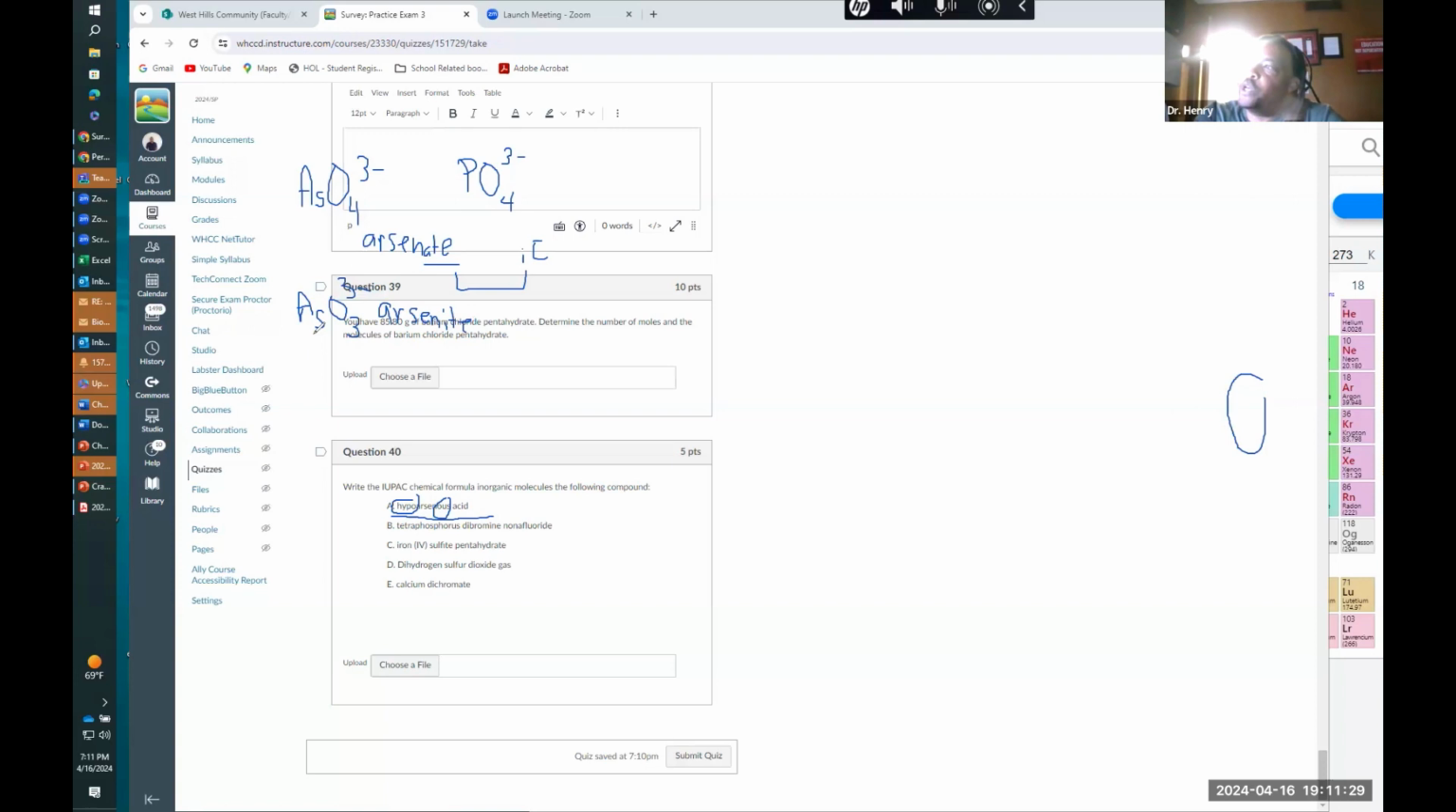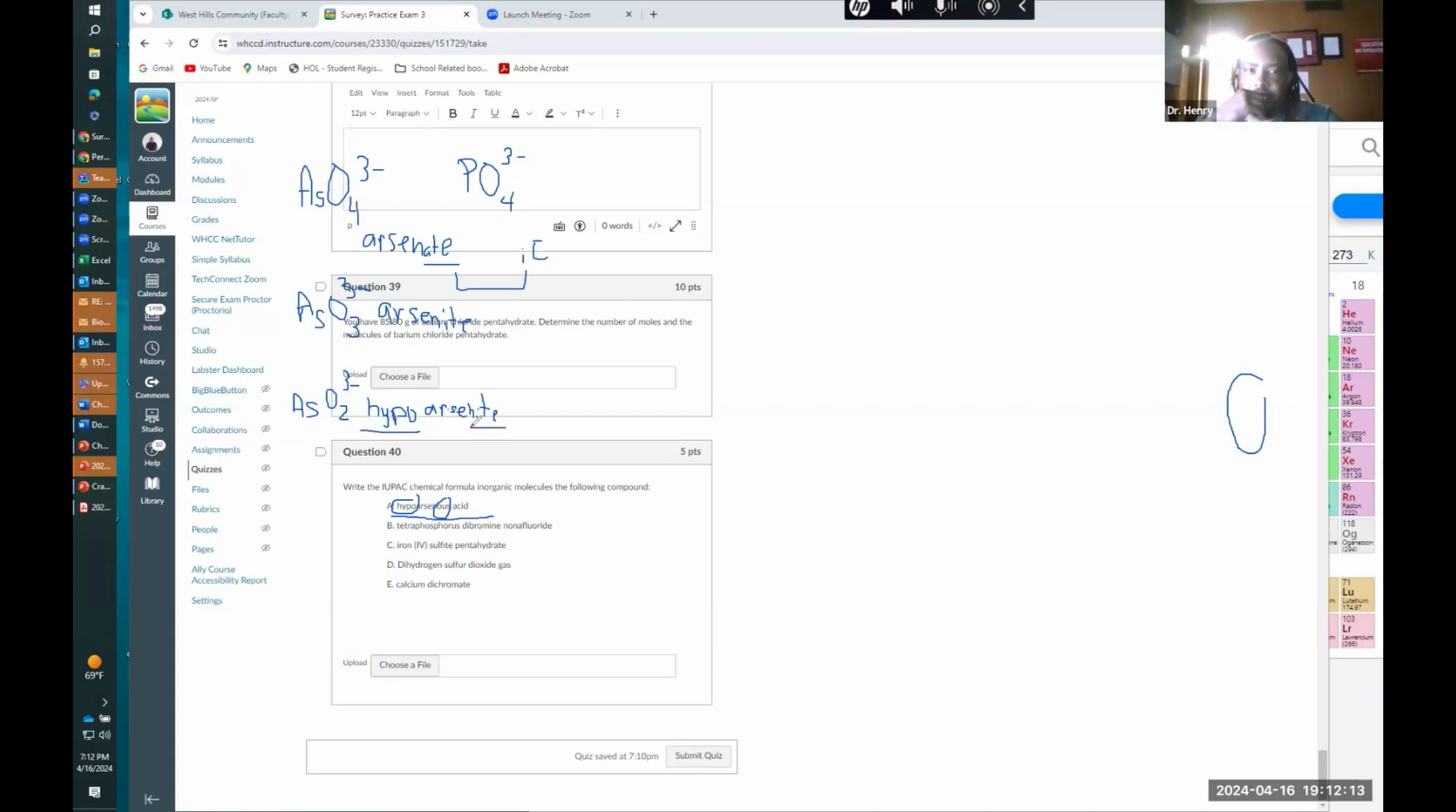If we go down one more, we lose one more oxygen, that's going to be called hypoarsenite. It's still the 3 minus, right? The charge is going to stay the same. You're only going to lose oxygens. And so this guy's going to be called hypoarsenite.